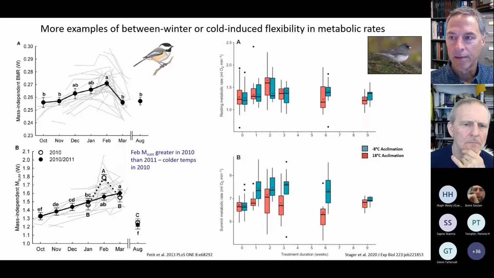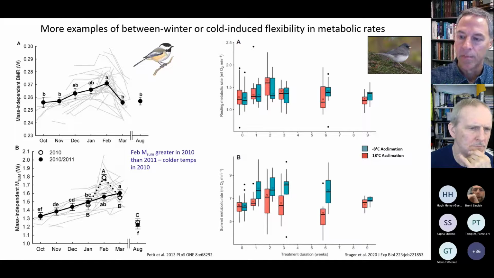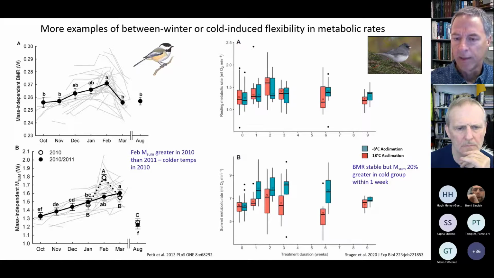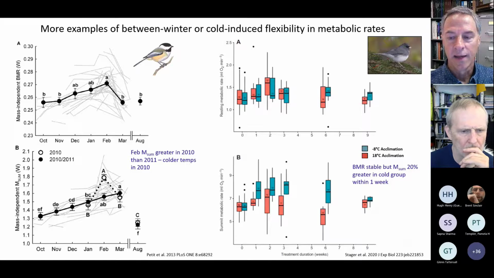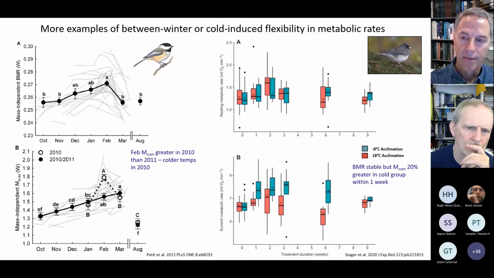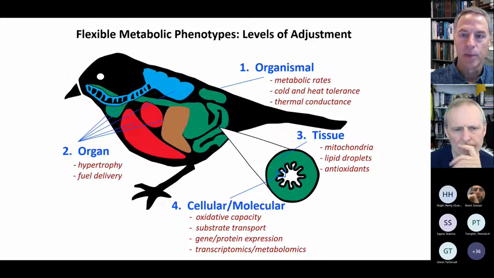And then the right-hand panels are some data on dark-eyed juncos from Maria Steger with an acclimation experiment. And what I want to point out here is that on the bottom panel that looks at summit metabolic rate, they elevated summit metabolic rate by approximately 20% within a week, and then it remained stable for the rest of the 9-week acclimation period. So they're responding again fairly rapidly in terms of organismal metabolic rates, and that's consistent with what we found earlier in the response to short and medium-term temperature variables. So it's quite a flexible response.